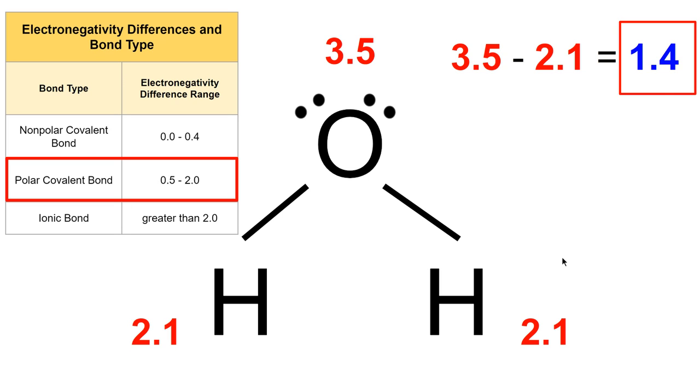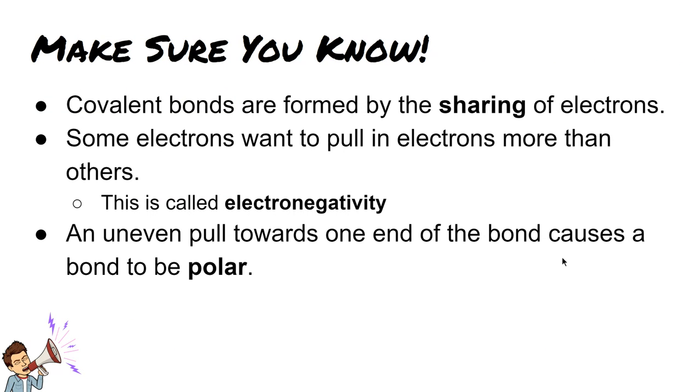Now, bond polarity is going to influence something even greater, which is the overall polarity of this molecule. But before we get to that, we need to really master bond polarity first. So make sure you know from this video that covalent bonds are formed by the sharing of electrons. That is a review from last unit. Some atoms want to pull in electrons more than others. That pulling of electrons, or that tug of war, is called electronegativity. And lastly, an uneven pull towards one end of the bond causes a bond to be polar. Remember that we have positive ends and negative ends. It all comes down to the sharing of those electrons and who's getting more of those electrons within that bond.